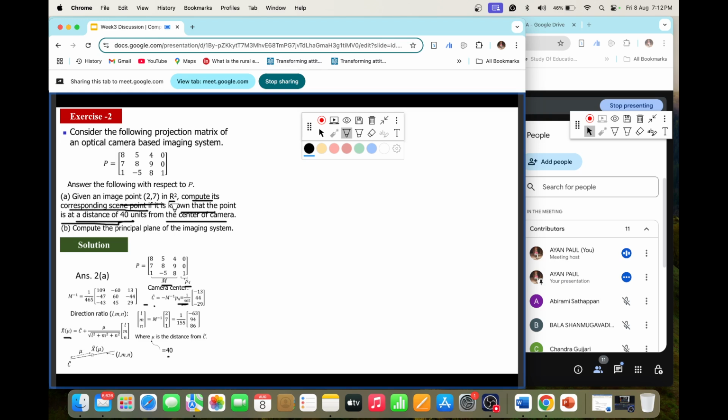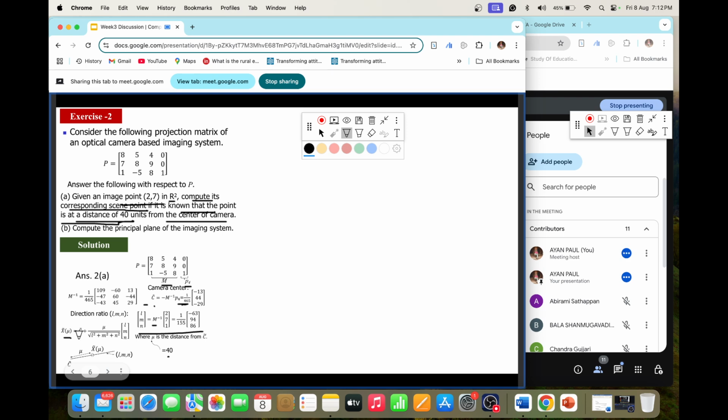So how can we get the direction ratio? The direction ratio can be given by this: M inverse times your image point in homogeneous coordinates. Because M inverse is in homogeneous coordinates, we have to convert this 2D real space point into a homogeneous point. So that is why 2, 7, 1. By this we get the direction ratio.